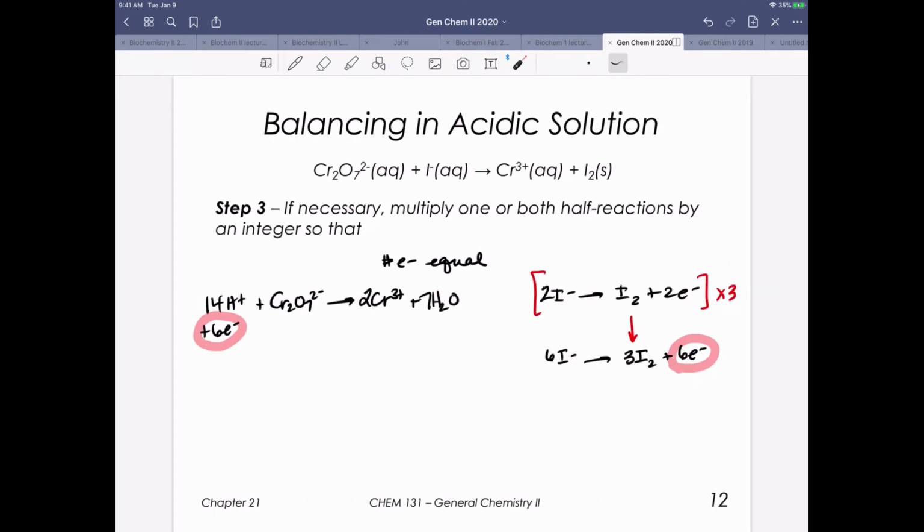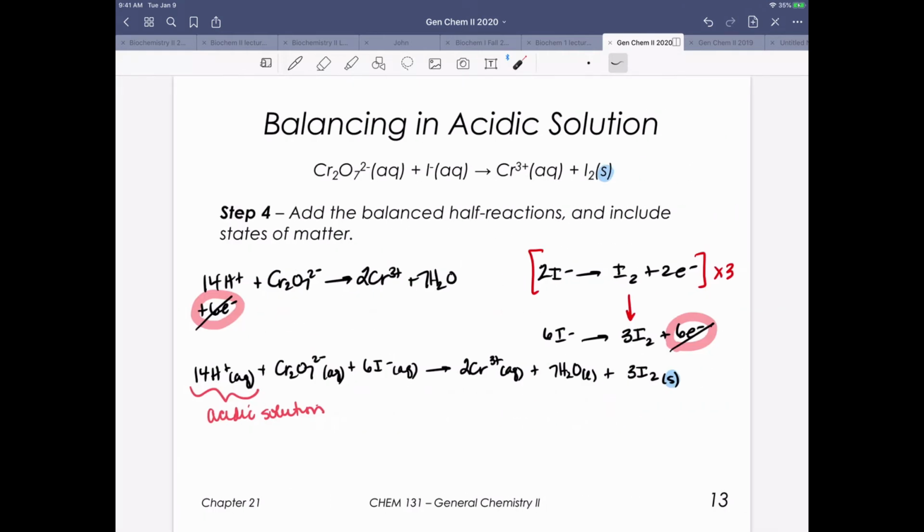All right, so the third step then is to think about multiplying one or both half reactions by an integer if necessary so that the number of electrons that are gained in my reduction reaction equals the number that are lost in my oxidation half reaction. So in this case, I have to scale this guy up by 3 so that I've got 6 electrons that are being lost in my oxidation reaction equal to 6 electrons that need to be gained in my reduction half reaction. So not a lot really involved in this step other than checking and making sure that I've got a balance between the number of electrons lost and the number of electrons gained.